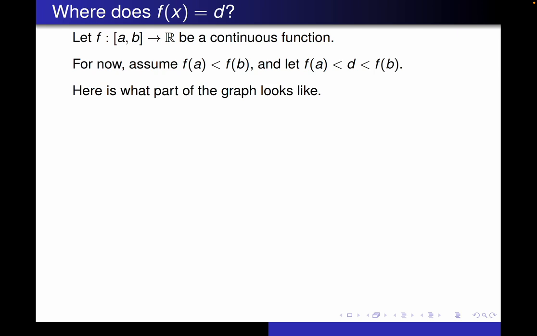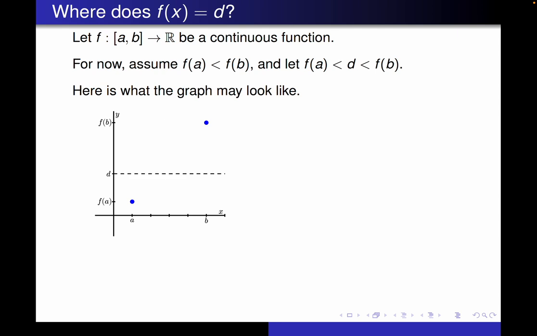So here's what part of the graph definitely looks like. We have a point at x equals a, y equals f of a, and then we have another point at x equals b, y equals f of b. And then here's what the rest of the graph may look like. I'm going to put the d in there for reference. A lot of things could happen with that function in between x equals a and x equals b. But we know, or at least we think we know, that it's going to cross d once, maybe more than once. So I have this one crossing y equals d several times.